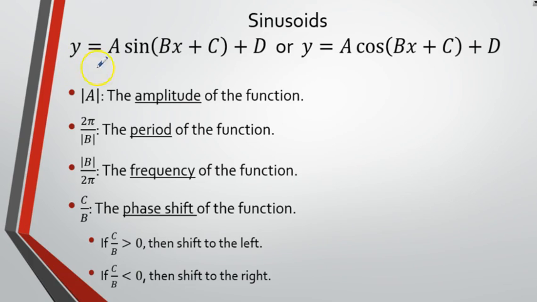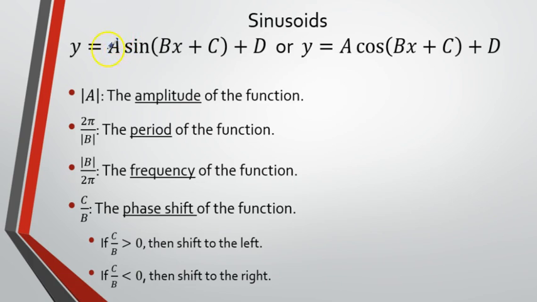So mathematically, whether we're dealing with sine of x or cosine of x, we saw in the last section that there are several values that can affect the shape of the graph. There's what stretches the graph vertically, there's what stretches the graph horizontally, there's the shift horizontally, and then there's the shift vertically.